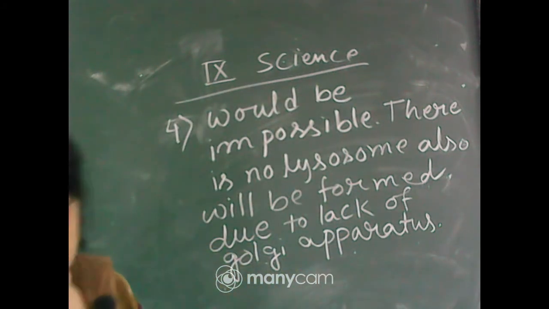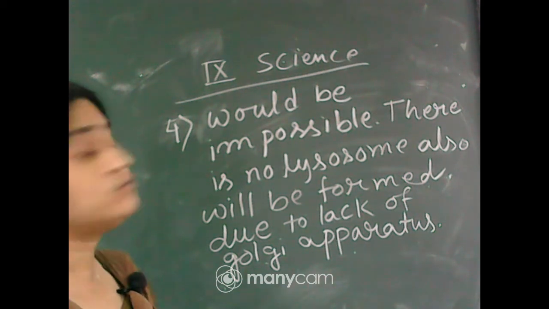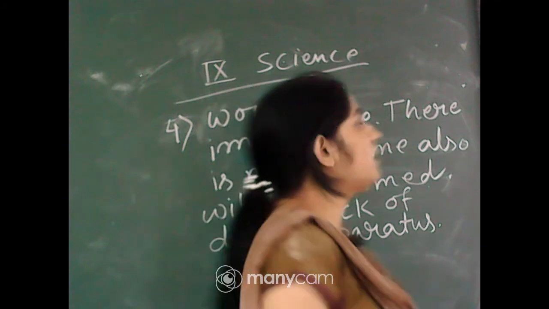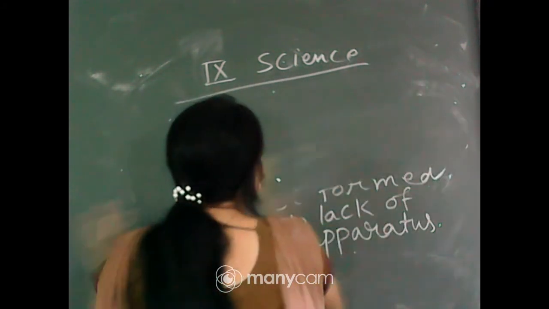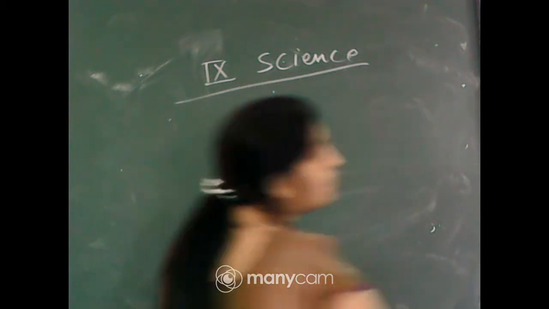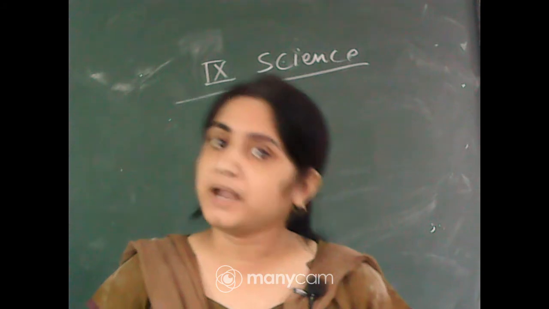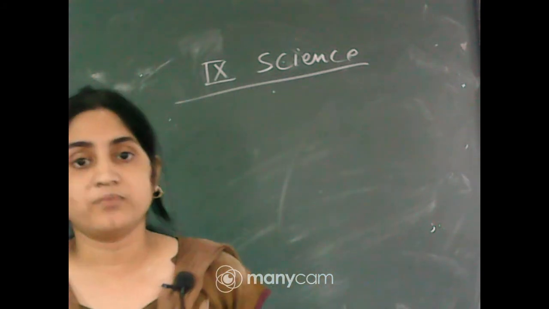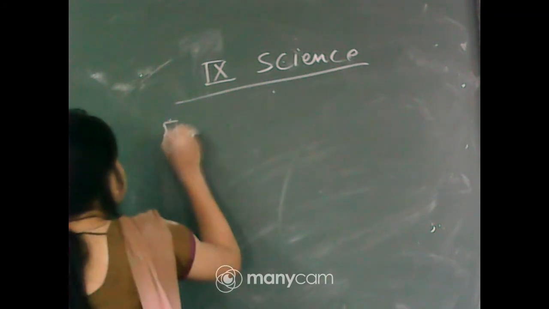Okay. Next question: which organelle is known as the powerhouse of the cell? All of you know that the mitochondria is called the powerhouse of the cell. Why is it called the powerhouse of the cell? Because it helps to produce energy in the form of ATP, which is very important for different types of life activities. So, question number 5.